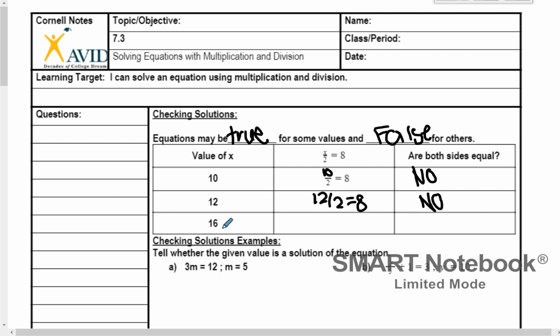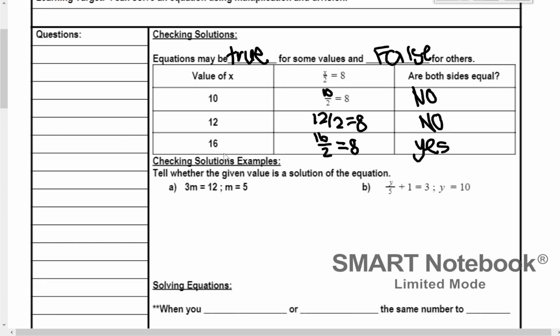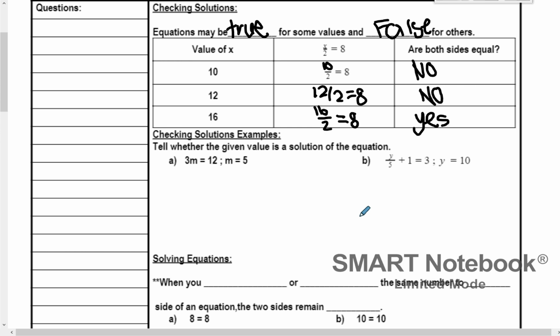Last but not least, we're going to check for 16. So we have 16 over 2 is equal to 8. And 16 divided by 2 is equal to 8. So this would be a solution. Yes. Okay, so that's just checking for solutions. We're going to do some examples down here that are getting a little bit harder.